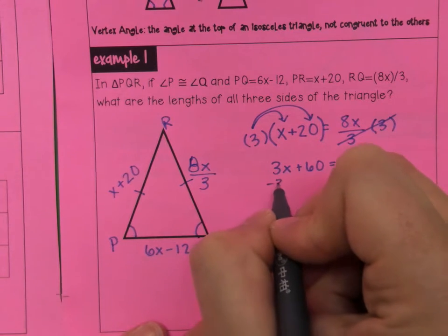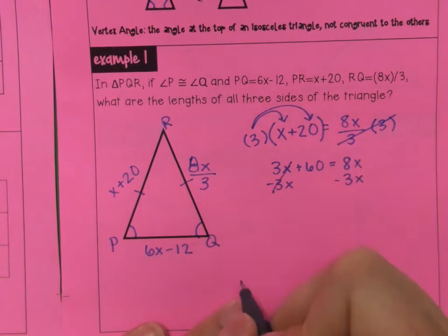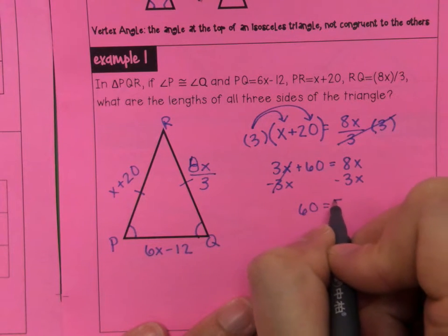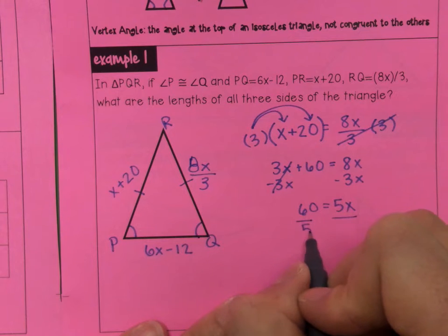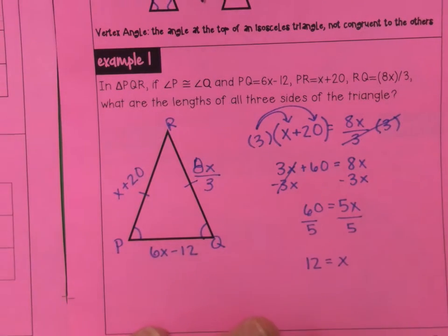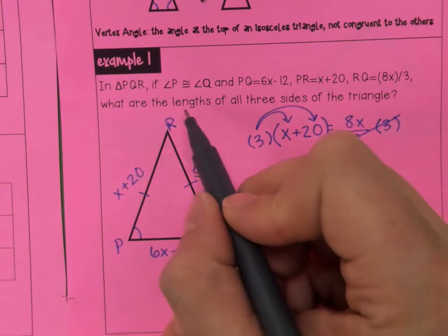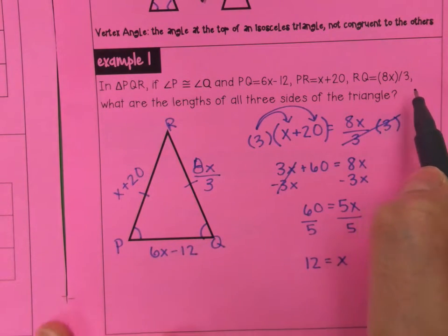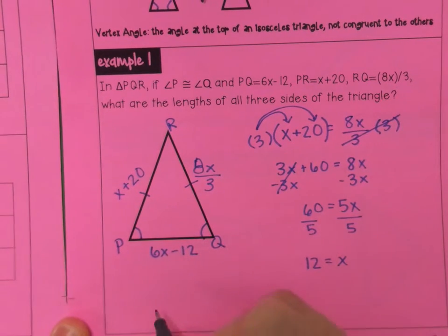I need to get my x's together. These cancel, and I get 60 equals 5x. I divide both sides by 5, and I get 12 equals x. Now, notice, 12 equals x, but we want to know what are the lengths of all three sides of the triangle. So we've got to take that and plug it in.